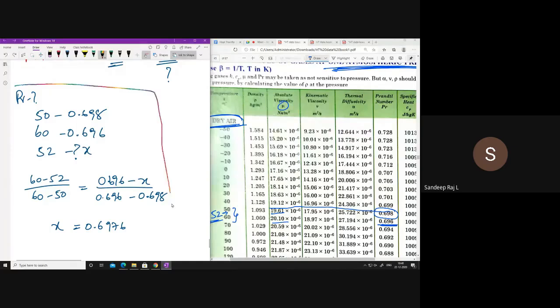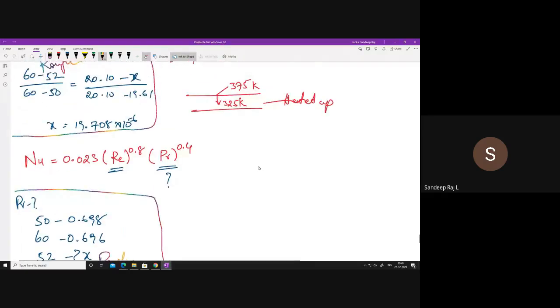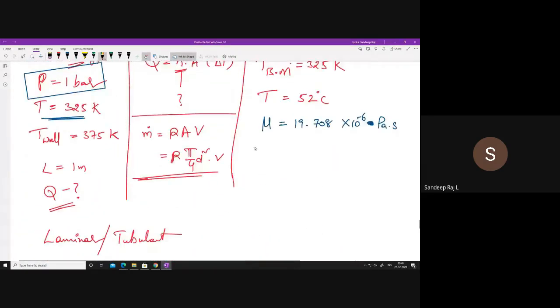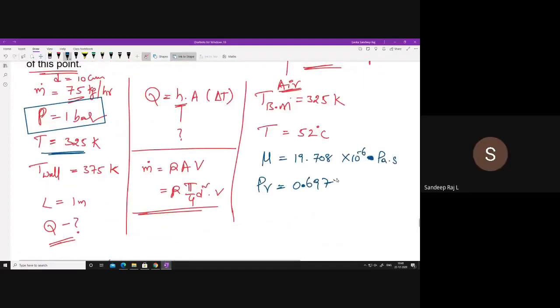Again, I am reminding you, this is your rough work. Do not do this in the exam. So the Prandtl number value that you got, you write it on the right side corner of your page. This is the table value, the property value that you got. 0.6976. Yes, that is the Prandtl number value.